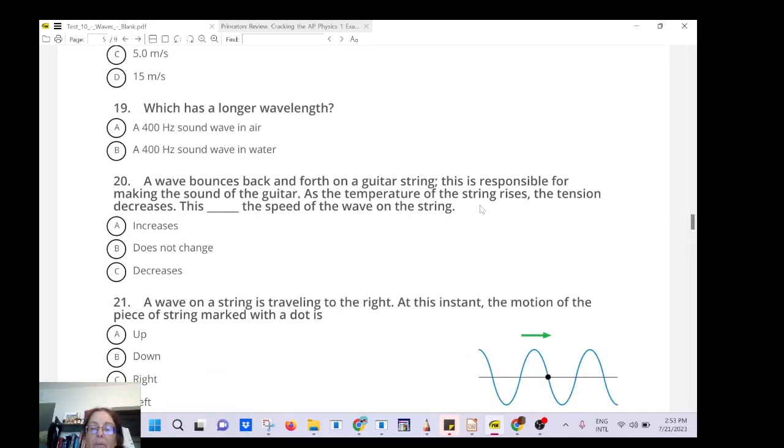As the temperature of the string rises, the tension decreases. If the tension decreases, that means it will decrease the speed.